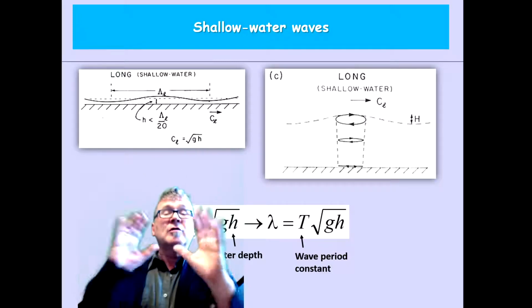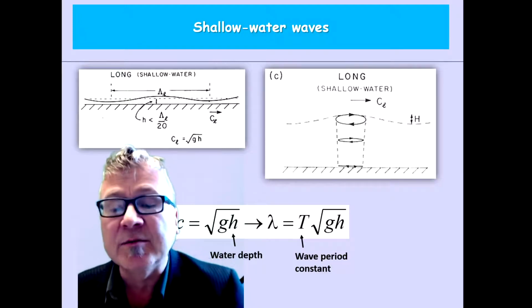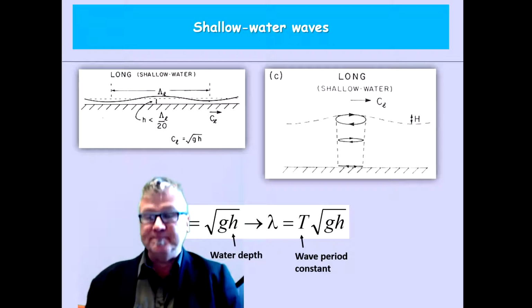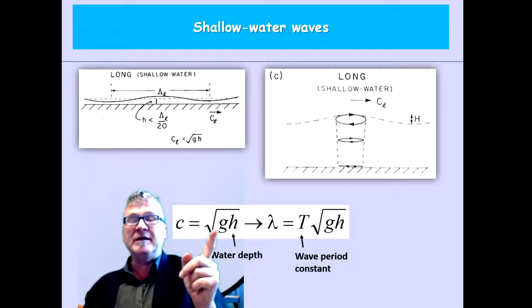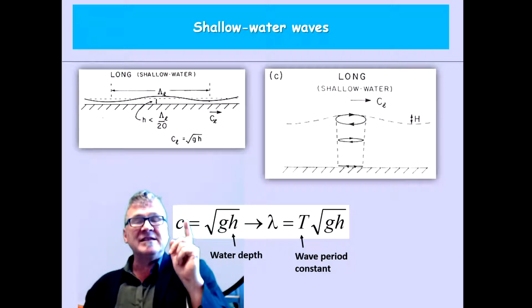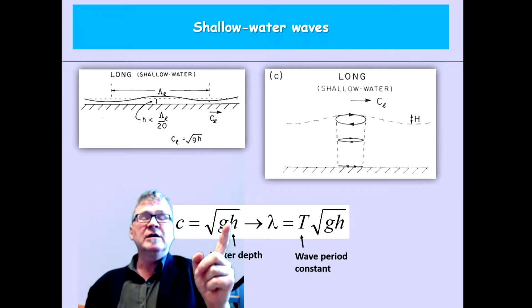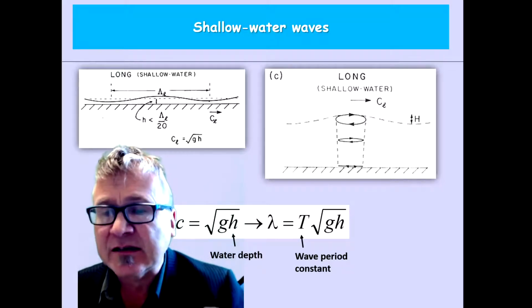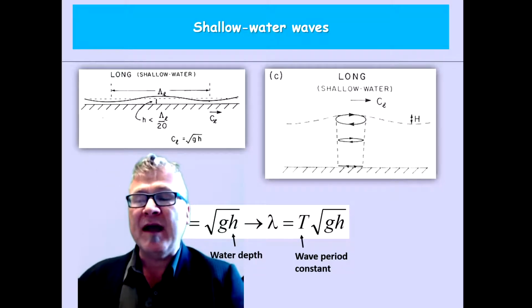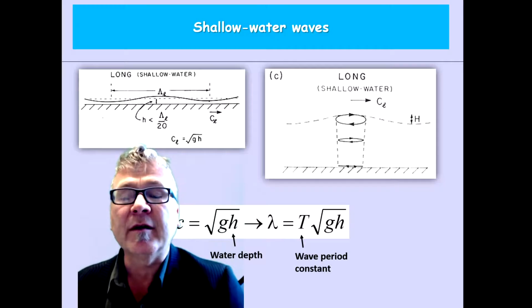So now if you look at these waves, you study these waves, what you learn is actually that the speed of these waves is exactly square root g times h, and h is the total water depth. So the phase speed of these waves exclusively depends on the water depth.